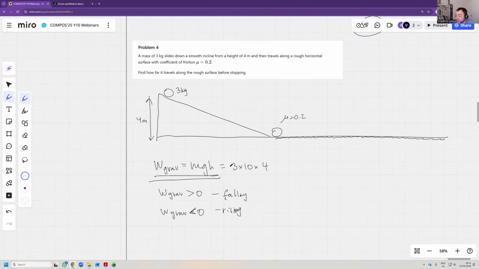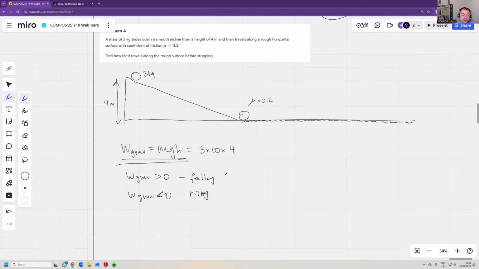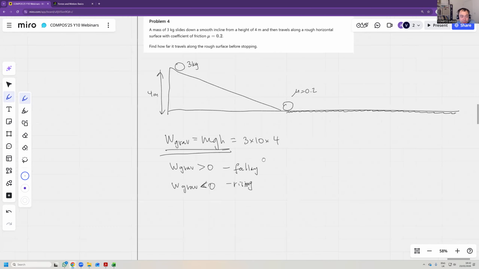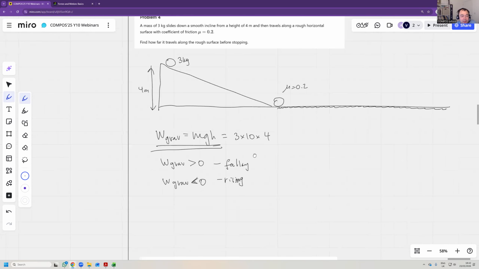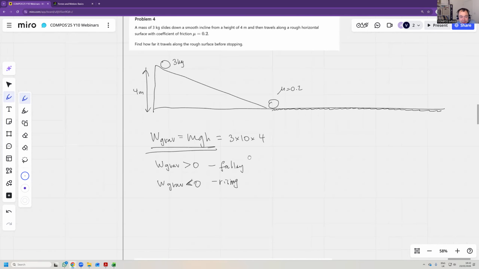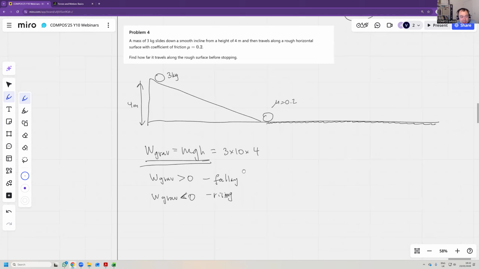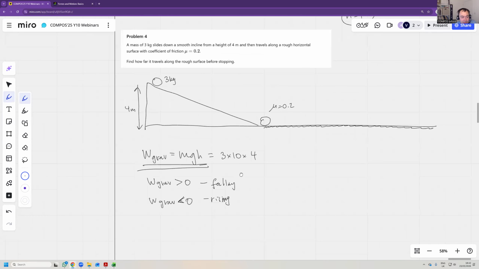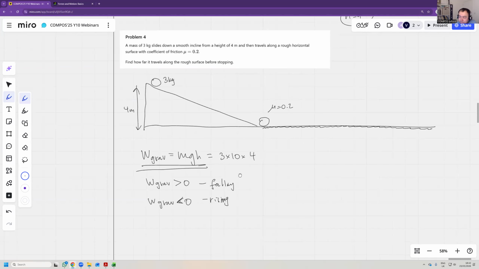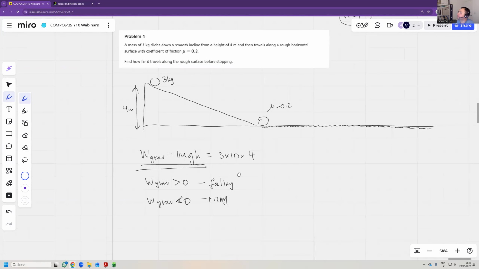Does the gradient matter? No, the gradient doesn't matter. That's the thing that I need to prove. So I'm not too keen on doing it now, but the gradient does not matter. Only the height matters. The kinetic energy at the end would be the same, and the gradient slope is irrelevant.